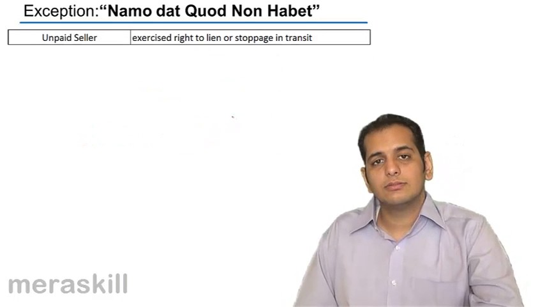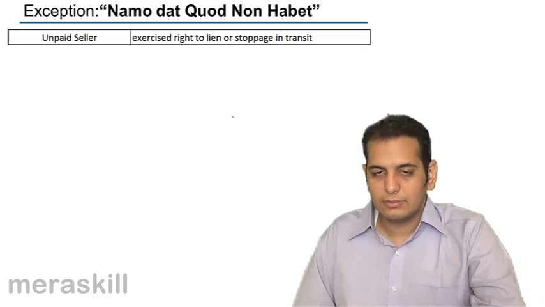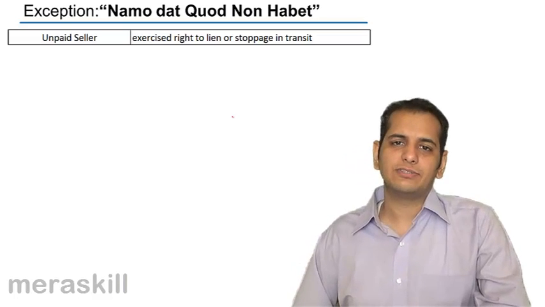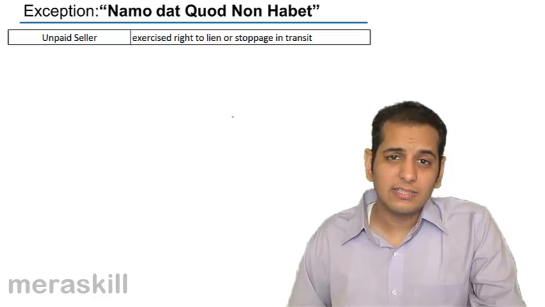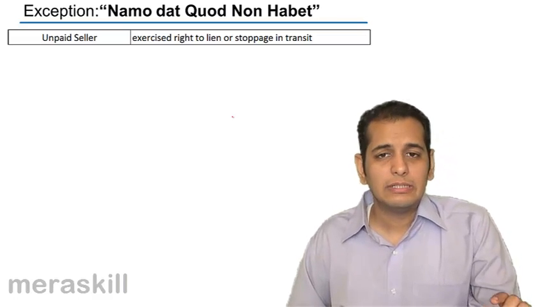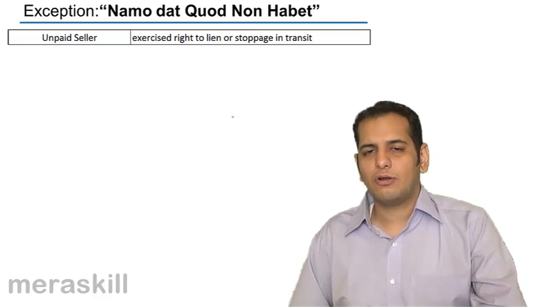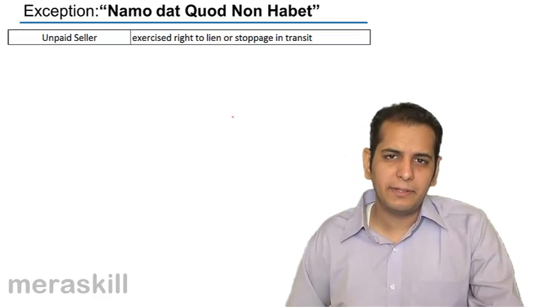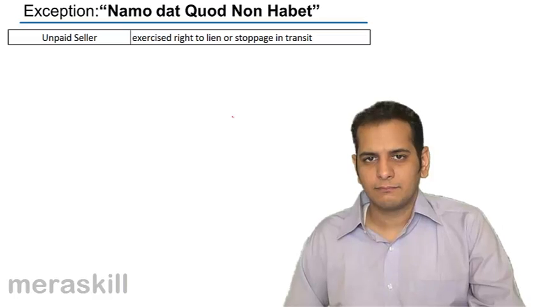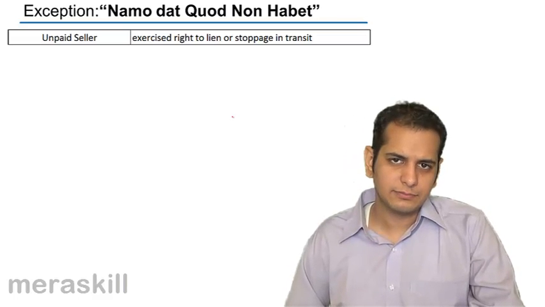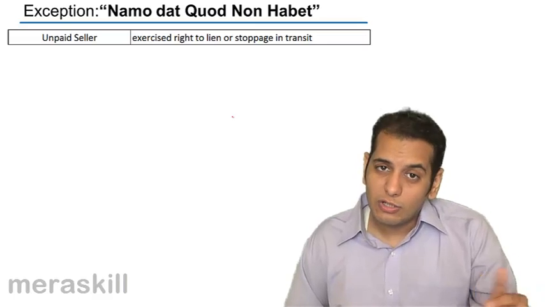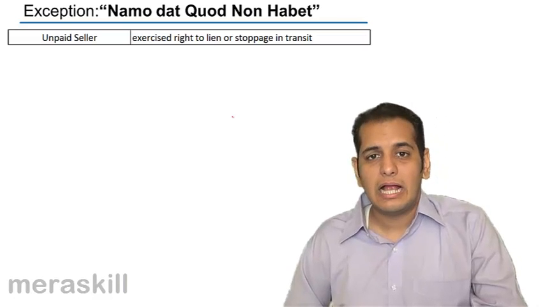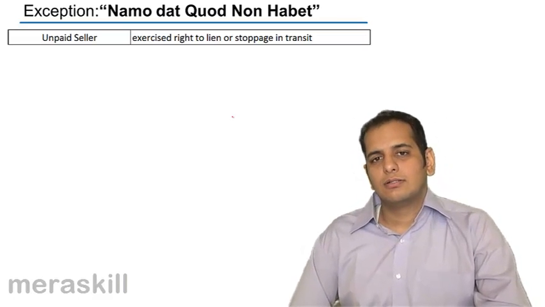The next exception is unpaid seller. Now, unpaid seller is a seller who has not got consideration for the goods, to whom the price has not been paid. Even if a small part of the price has not been paid, he will be considered as an unpaid seller. Now, one of the rights of an unpaid seller is to take the goods back. He can take the goods from the buyer back, or possibly he may not deliver the goods as well. The seller might say, you pay me the whole amount, and if you do not pay me, I'll not deliver the goods to you.